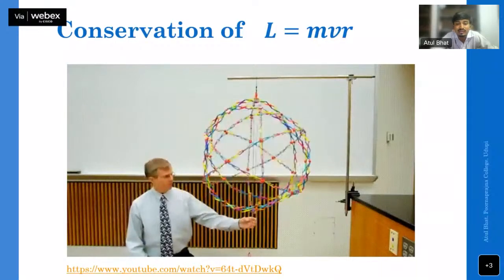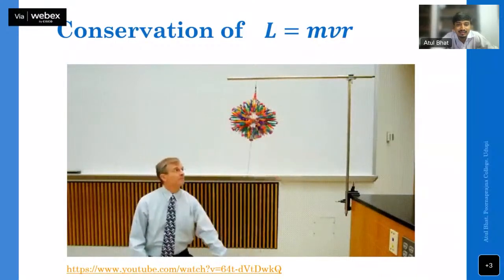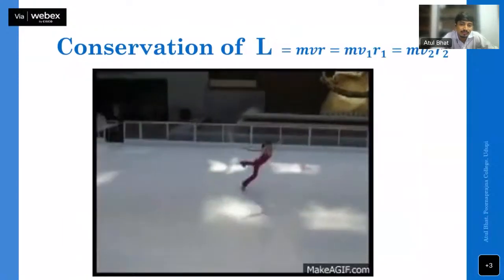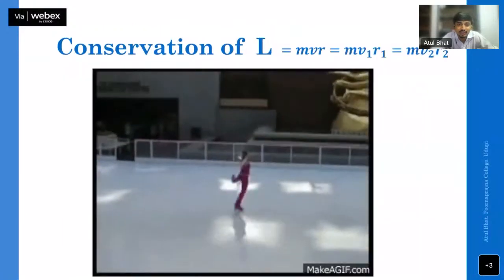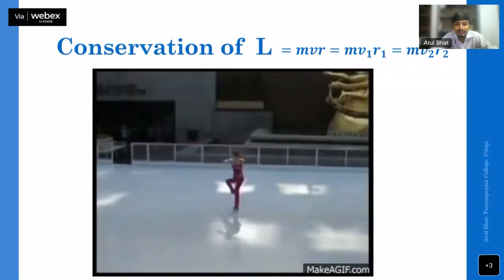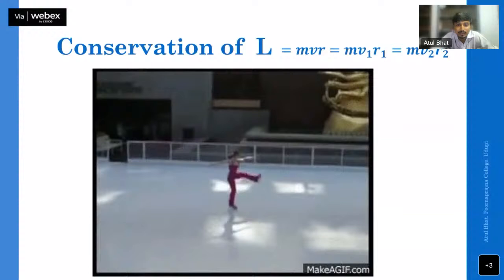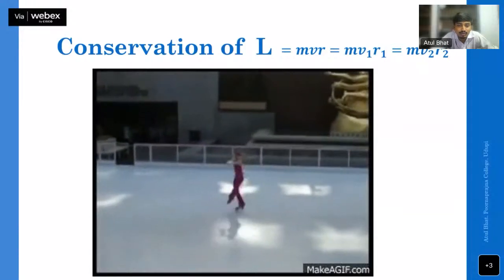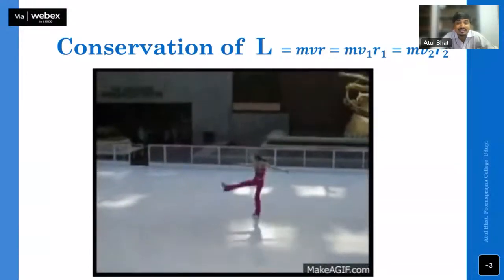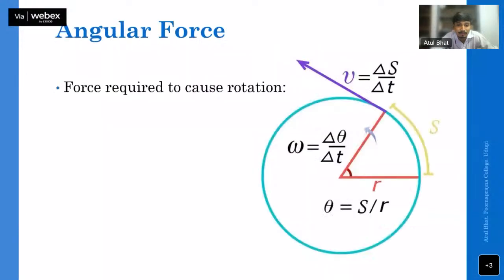What you can change here is the radius. So as the radius decreases, velocity increases. Another example is using an ice skater. An ice skater, when they rotate like this, they bring their arms close to their body. You can see now the arms are spread out. And when they bring close the arms, they spin faster because the velocity increases.